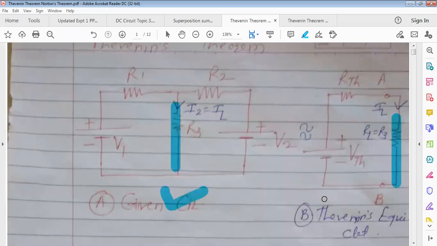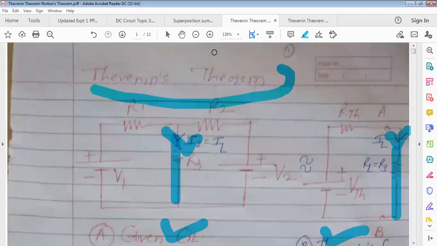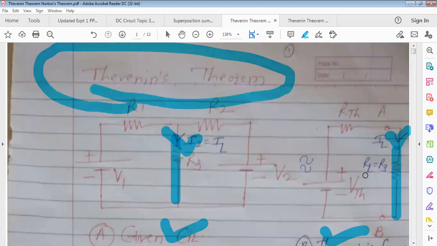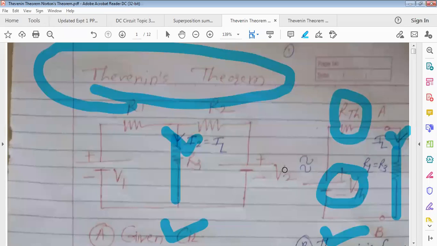In the first and in the second circuit, whatever the circuit you can see on your right hand and left hand side, the value of load resistance is the same, and the current flowing through the load resistance in both the circuits is also the same. Okay, so according to this theorem, for what value of VTH and for what value of RTH, the current flowing through the load resistance will be the same in both the circuits and the value of load resistance also will be the same. And that is Thevenin's theorem.